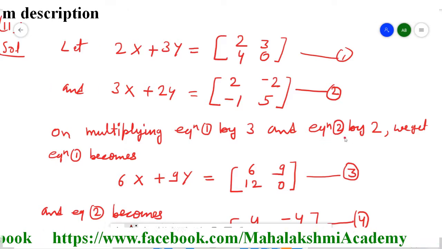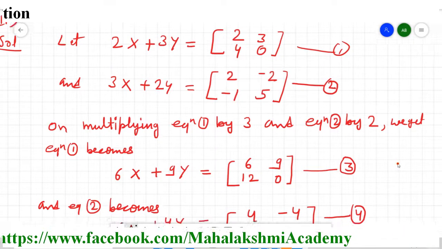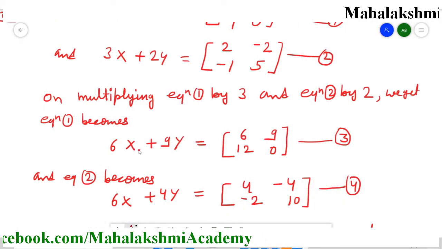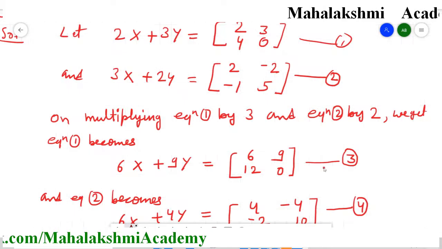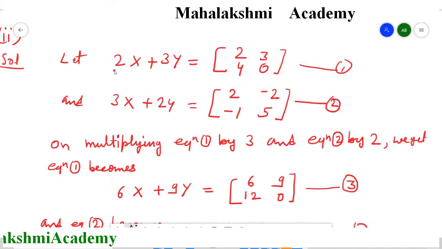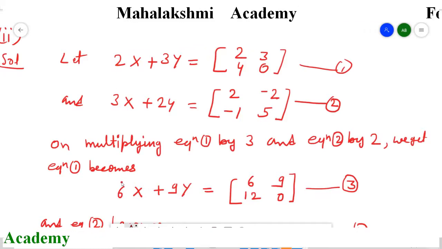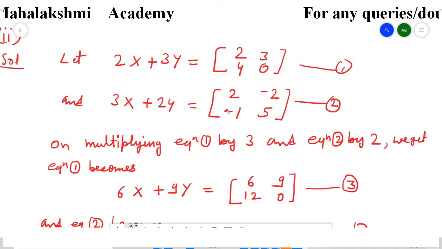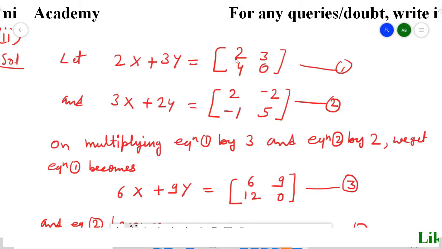I hope you are understanding it, so that the coefficient of x variable must be same. So equation 1 I multiplied by 3. So just see equation 1. When we multiply equation 1 by 3, here you will get 3 2s are 6 and 3 3s are 9. Now left side we multiplied, now right hand side also we must multiply by 3.